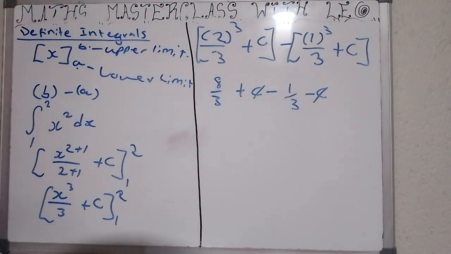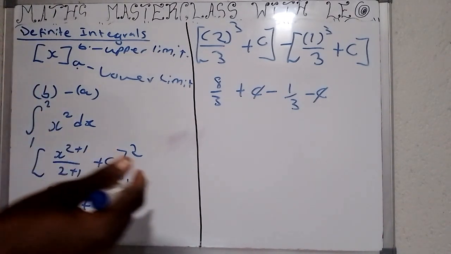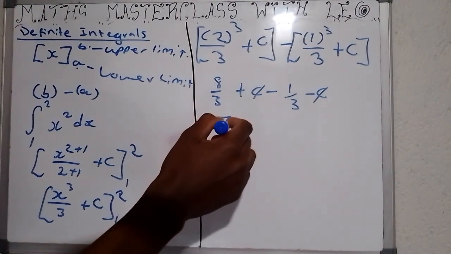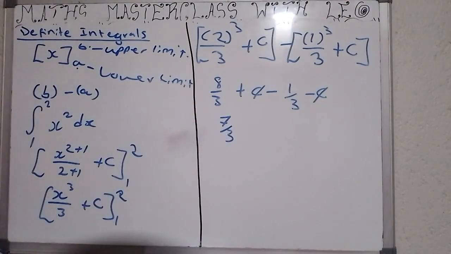Let me get a calculator and check. 8 over 3 minus 1 over 3. That is my solution, 7 over 3. That is my solution.